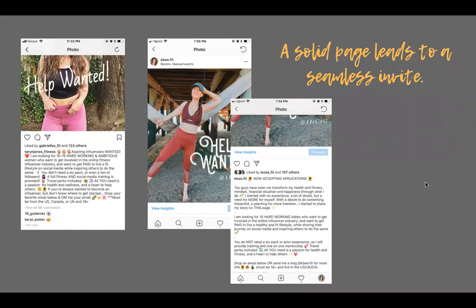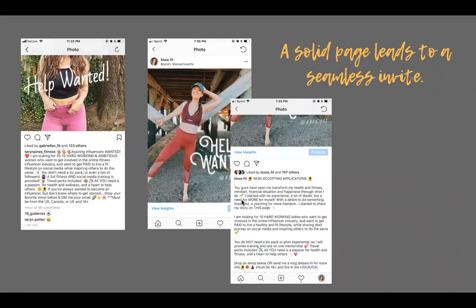So this is what it would look like on your page, and you can do it in so many different ways. These are just a couple examples. You can do it without text on the photo if you don't like the way it looks. That's kind of the beauty of running your own business. This part is up to you. You can word it however you like. You can make it more of a story, or more like an ad, I guess. If you look at Taryn, she says, "Aspiring influencers wanted. I'm looking for 10 to 15 hardworking, ambitious women who want to get involved in the online fitness influencer industry."